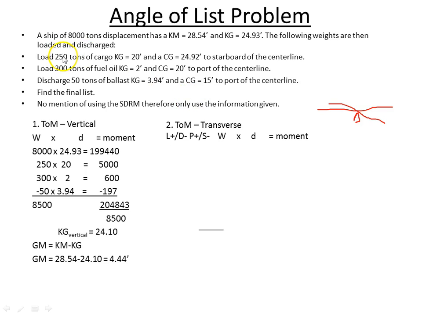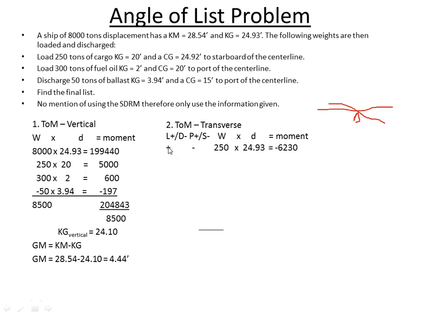We've got 250 tons, and we are loading it on the starboard center line. So let's go through this. First of all, we are loading, so that is plus. Now we loaded it on starboard. Well, starboard by convention is going to be given a minus value. So it's 250 times 24.93. That's the distance. Actually, that should be a 2, not a 3. That came from up here. That's a little mistake. Let's not worry about it. So it should be 24.92.